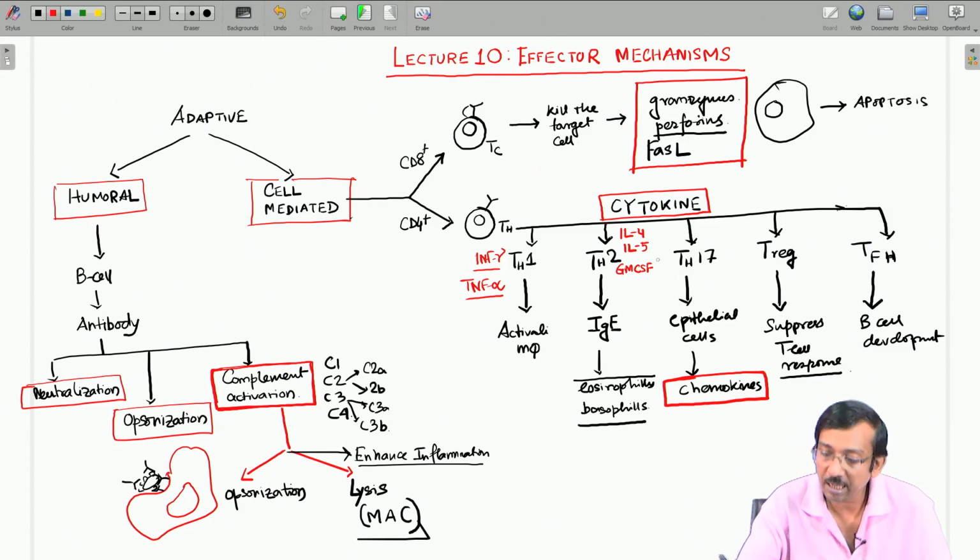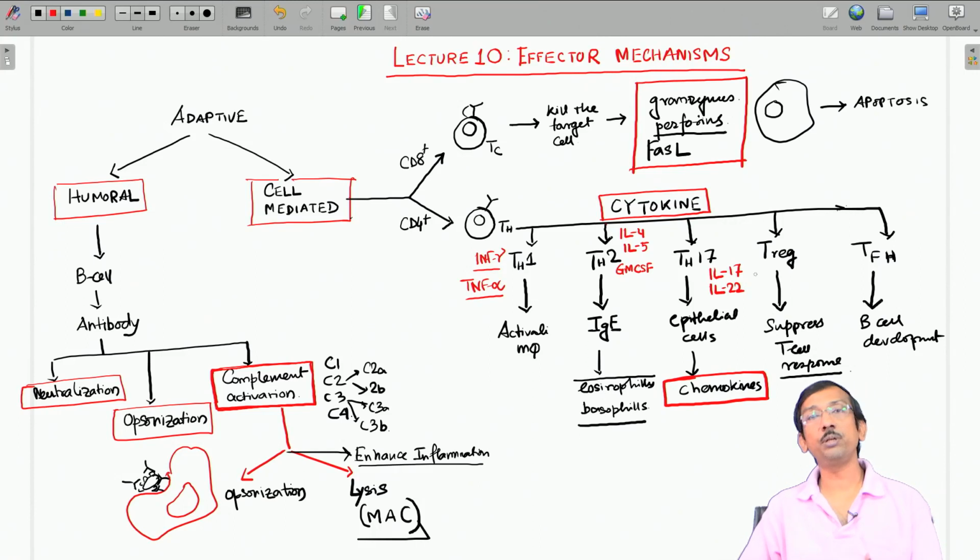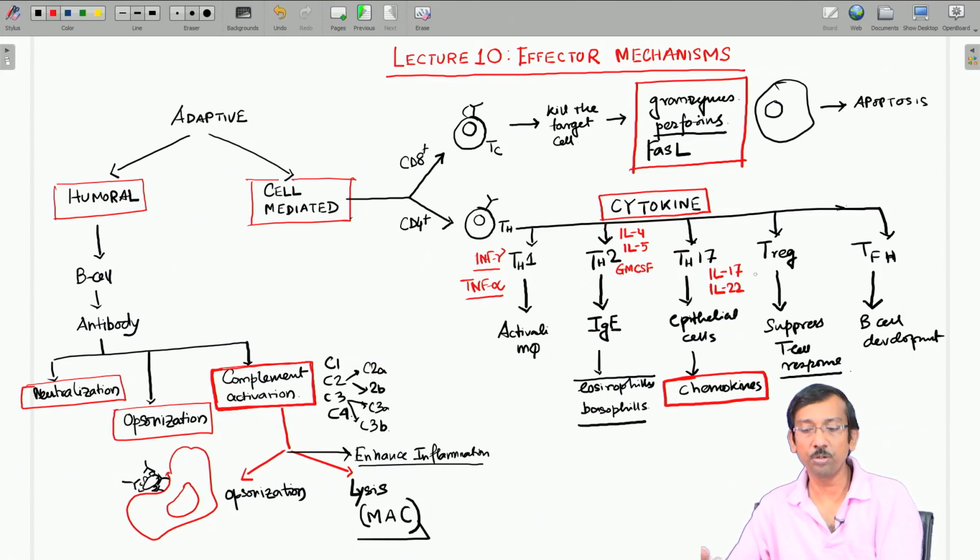Then the Th17 produces interleukin 17 and also interleukin 22. Interleukin 17 is one of the major cytokines which helps in activation of the epithelial cells, leading to the production of the cytokines, and IL-22 has a direct role in enhancement of inflammation.